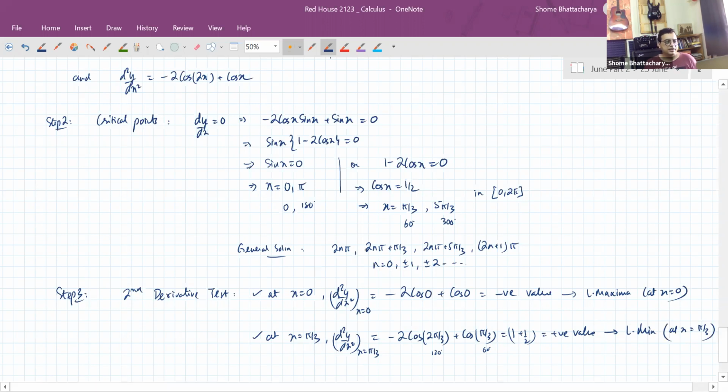So like that, if you continue the analysis, you will see that you will get local maxima at pi and again local minima at 5 pi by 3. So if you take these critical points sequentially, that is from smaller to larger, there's 0, pi by 3, pi, and 5 pi by 3.